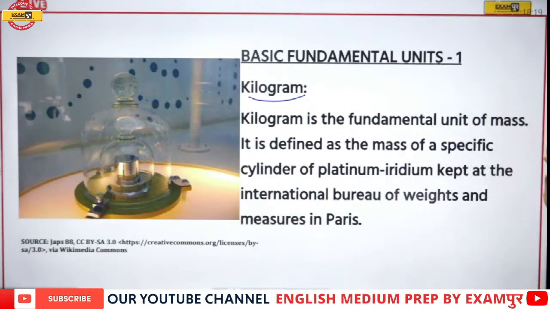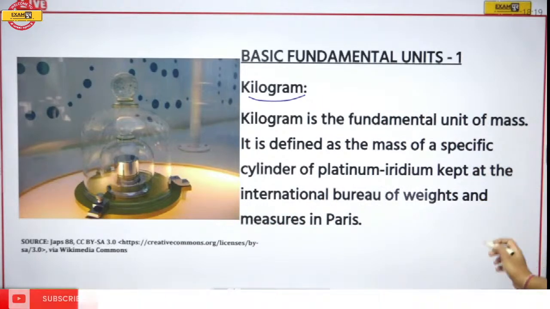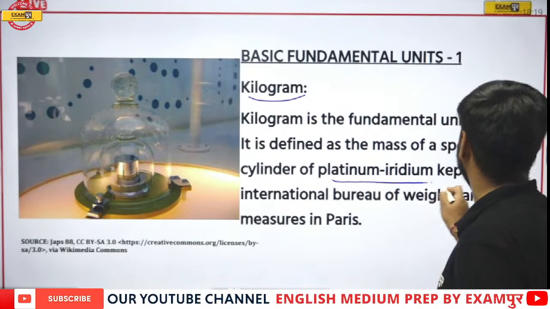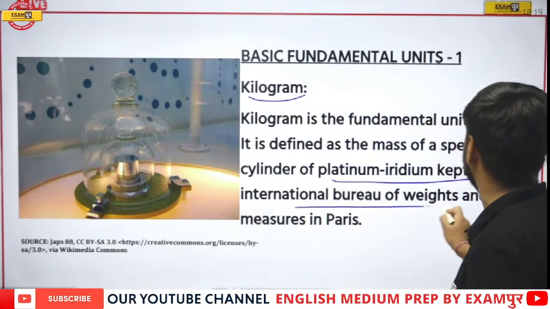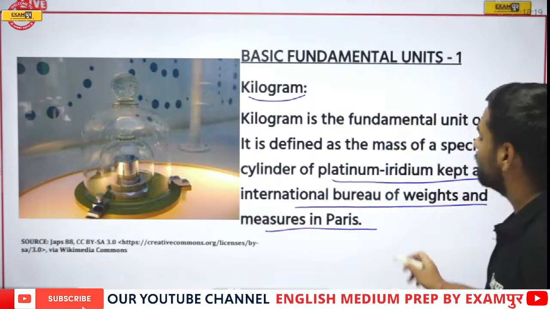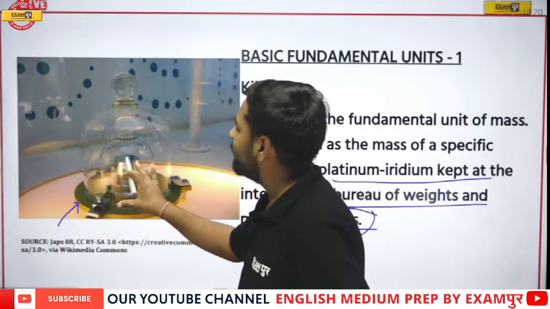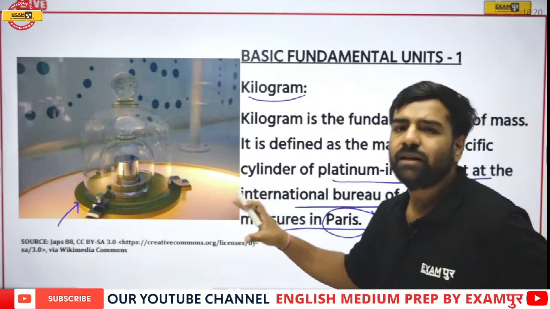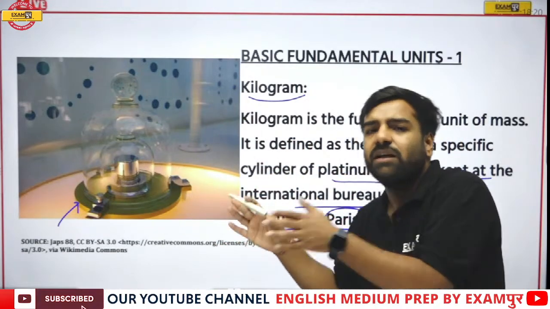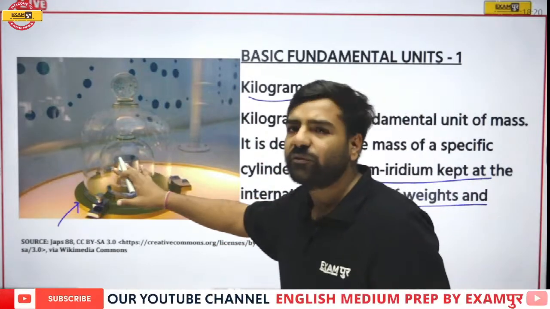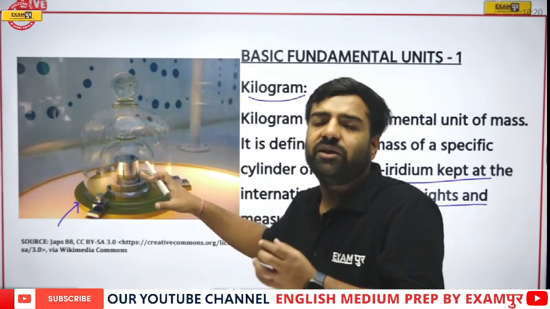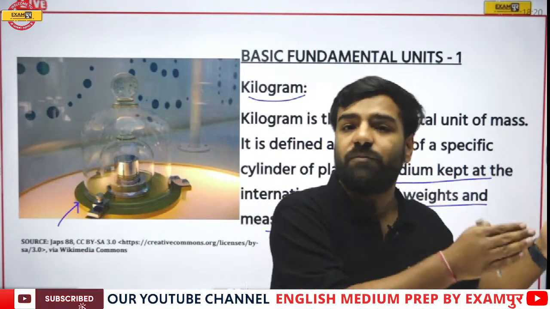But if I talk about the standard definition of kilogram, what is it? Kilogram is the fundamental unit of mass. It is defined as the mass of a specific cylinder of platinum iridium kept at the International Bureau of Weights and Measures in Paris. Its weight is exactly 1 kilogram, and from here comes the definition. So this is actually the reference. Using this reference, we have all those particular weights.